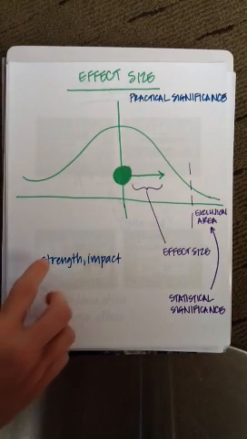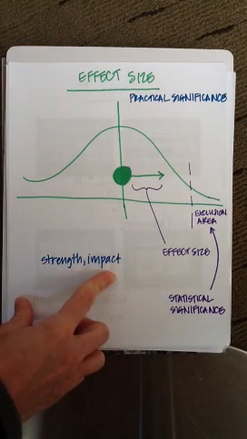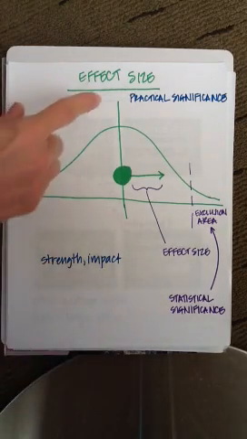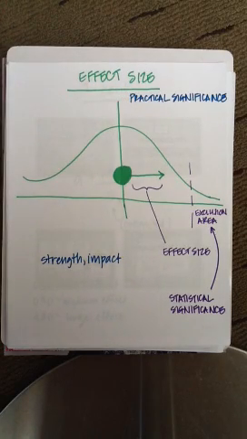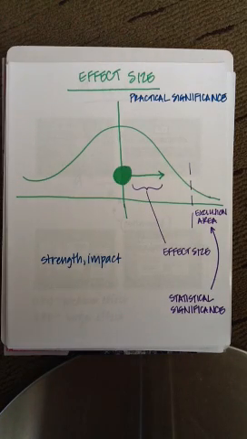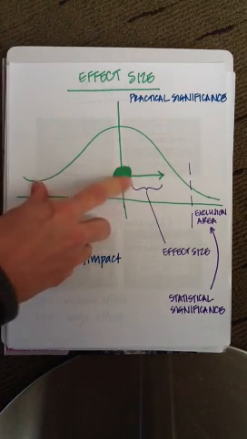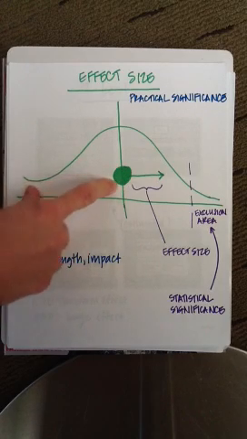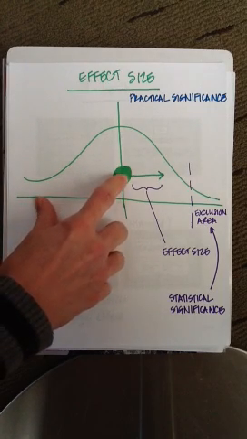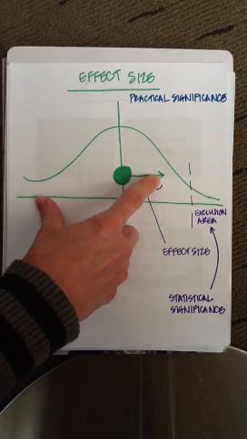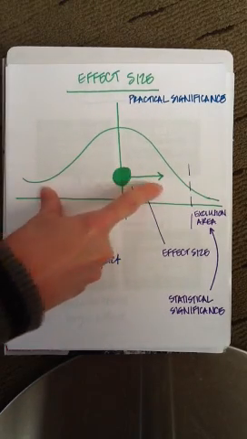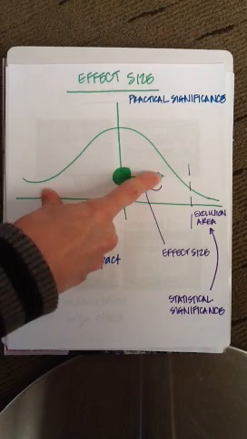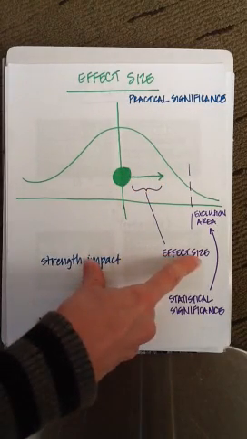Effect size refers to the strength or impact of a finding, and it's what we refer to as practical significance, and it doesn't have anything directly to do with statistical significance, and yet the two are related. So if you think about this green area as representing a sample, your effect size is the degree to which a treatment pushes the sample away from the mean. So that distance that a treatment pushes a sample away from the mean is referred to as the effect size.